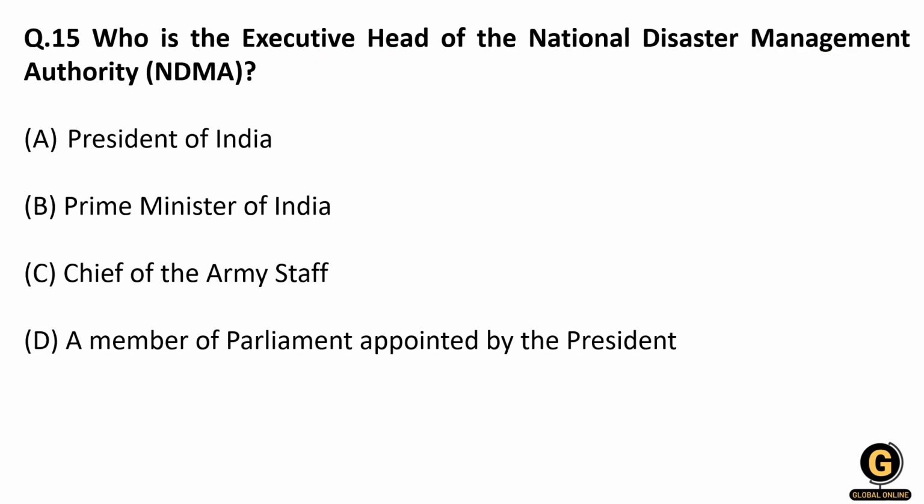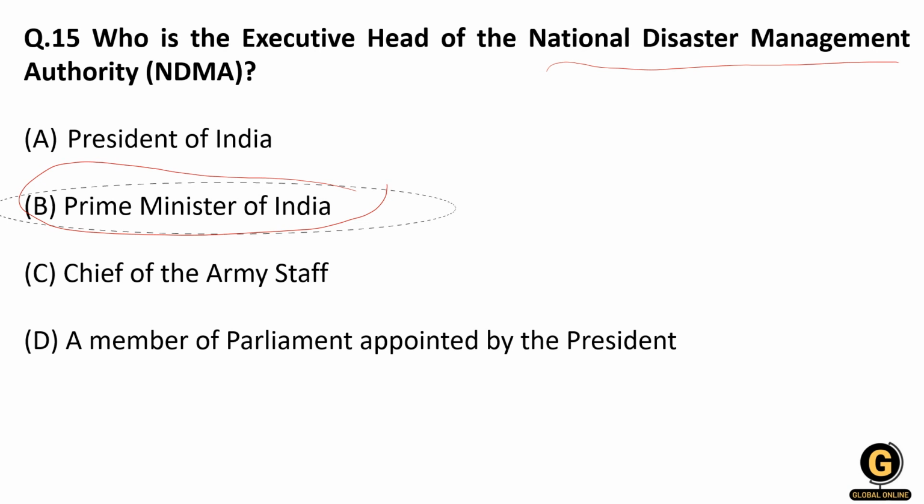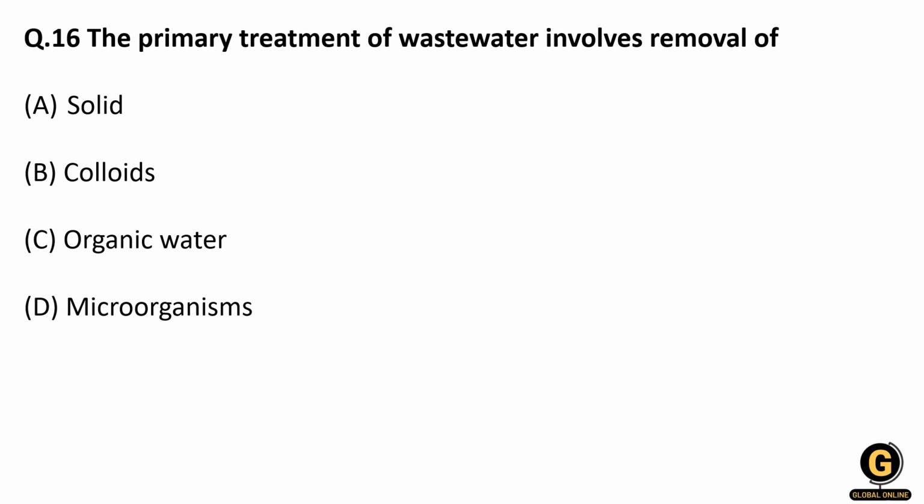Who is the executive head of the National Disaster Management Authority? So students, the National Disaster Management Authority is headed by the Prime Minister of India, and the State Disaster Management Authority is headed by the Chief Minister of that particular state. So you have to remember this. The National Disaster Management Authority is headed by the Prime Minister of India.